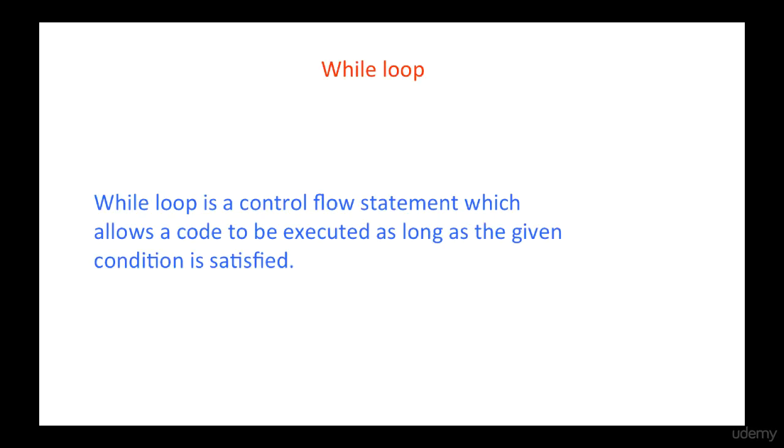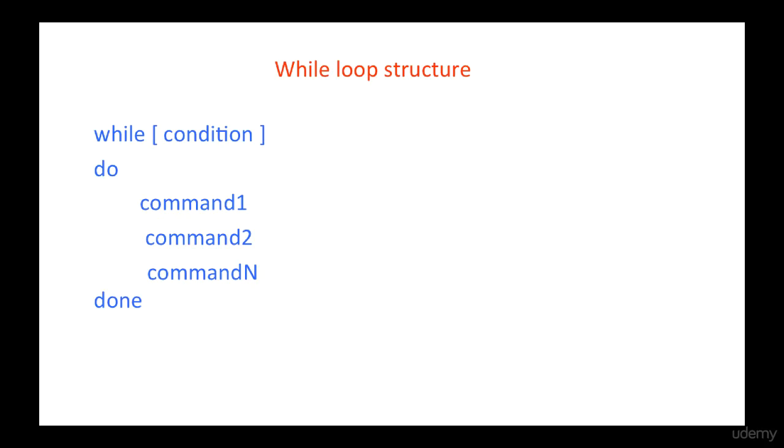So as you all know, while loop is a control flow statement which allows the code to be executed as long as some given condition is true or satisfied. This while loop is similar to other programming languages, like you might have seen in C, C++, Pascal or anything, but the syntax is slightly different. So we will look at a very generic while loop condition.